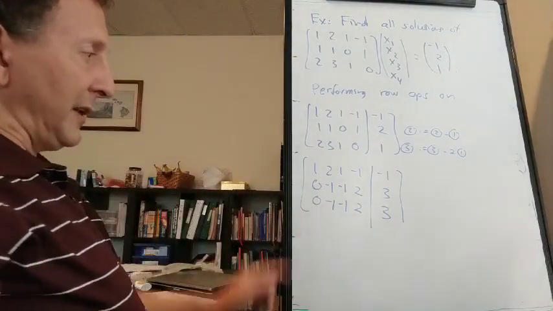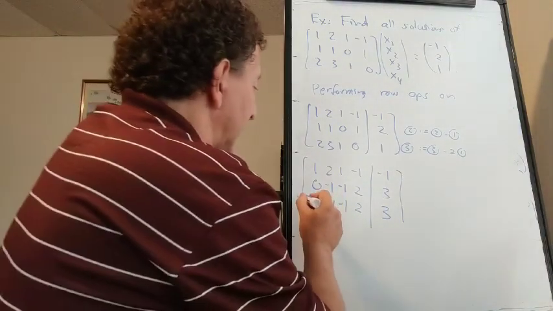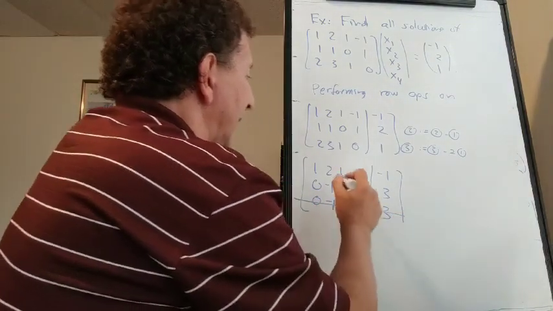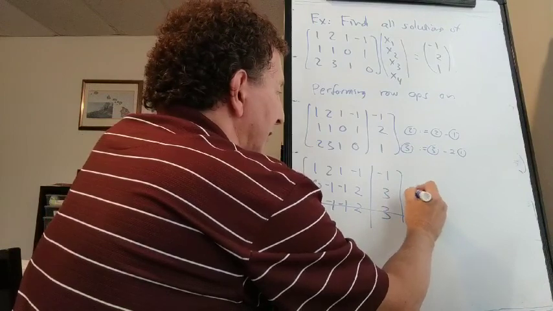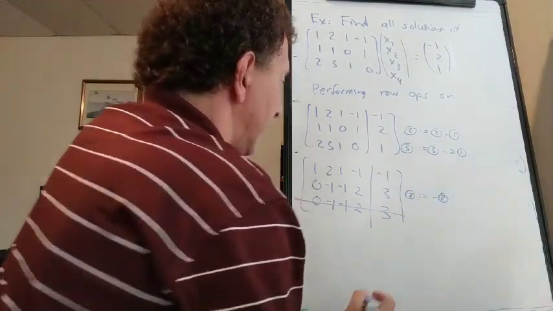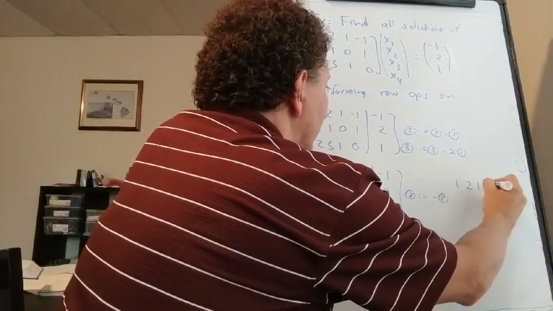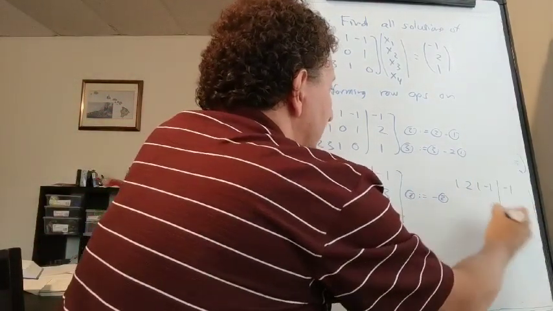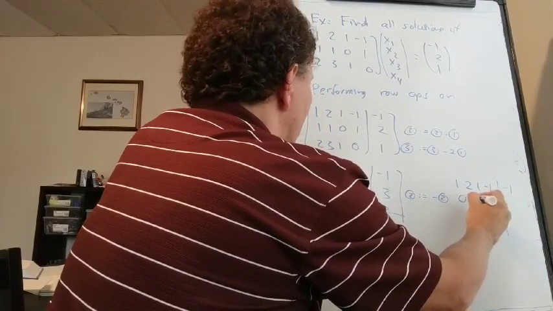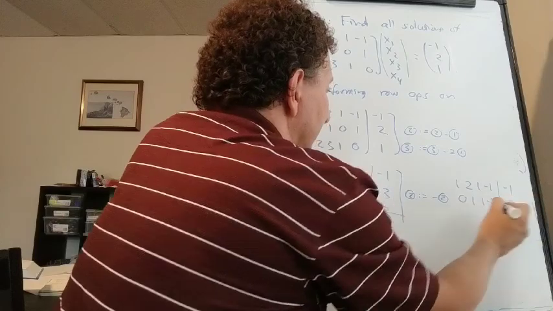All right, so we can immediately cross off the third row because that's just equal to the second row. It doesn't give us any more information. And let's multiply the second row by negative 1 just for convenience. And we've got 1, 2, 1, negative 1, negative 1, and 0, 1, 1, negative 2, negative 3.